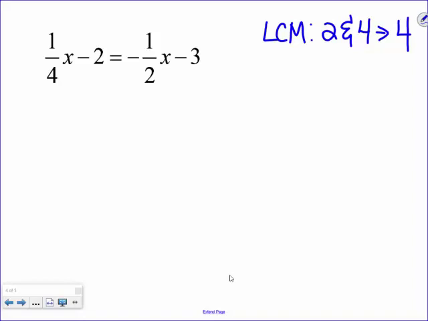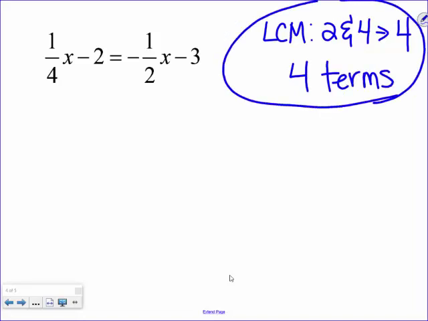Now, how many terms do we have on this problem? 4 terms. What's the first term? 1/4x. What's the second term? -2. The third term? -1/2x. And the fourth term? -3. Very good. So we have 4 terms. So how many times are we going to be multiplying by 4? 4 times. So we're multiplying by this number this many times.